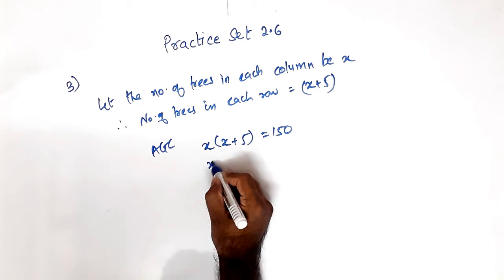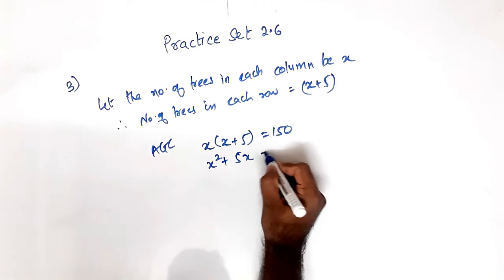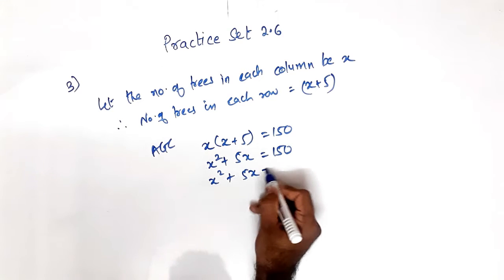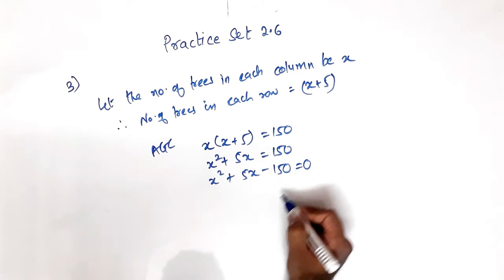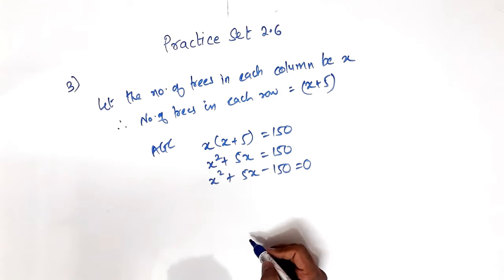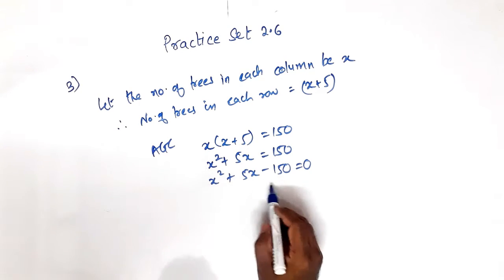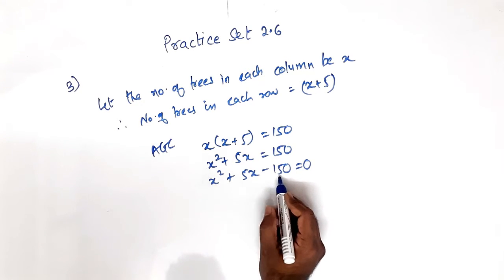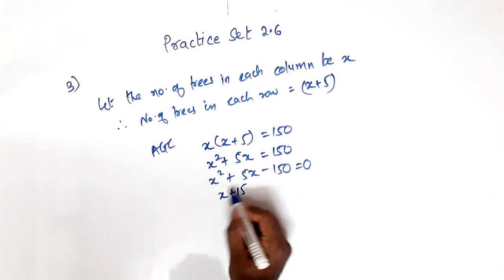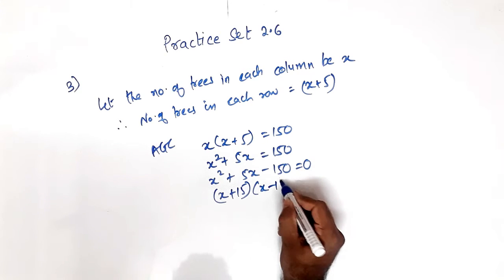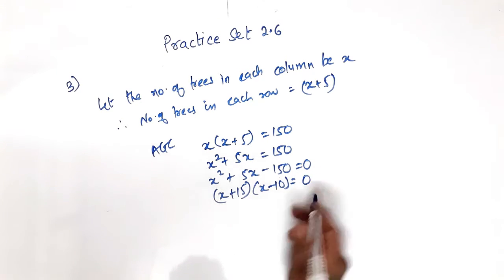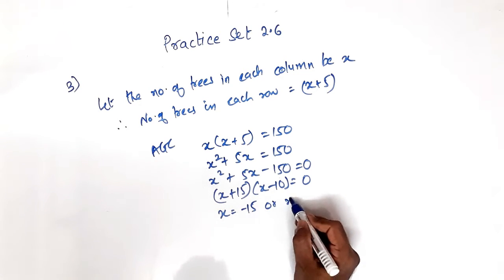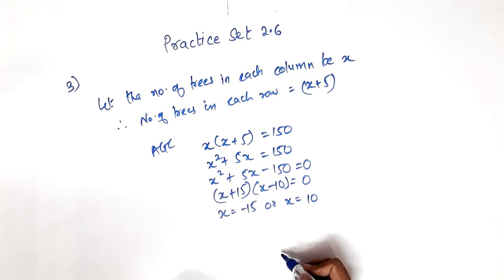Very simple. Let us do this. x square plus 5x equals 150. 150 will come here, minus 150 equals 0. Now factors of 150 such that I want 5. Very simple, 15 and 10 are. So x plus 15, x minus 10 will give me this. So x is equal to minus 15 or x is equal to 10.